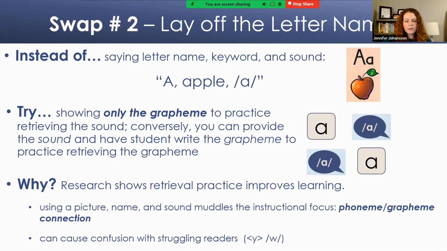So why is this a swap that I'm suggesting? Well, first of all, research does show that retrieval practice does improve learning. And we know that different kids do require different amounts of that retrieval practice. Some kids learn it very quickly, while others need many, many repetitions. So it really depends on your students. But I would argue that including a picture, the letter name, the letter sound, really muddles the instructional focus, which we know is the phoneme grapheme connections. We really want kids to focus on that.